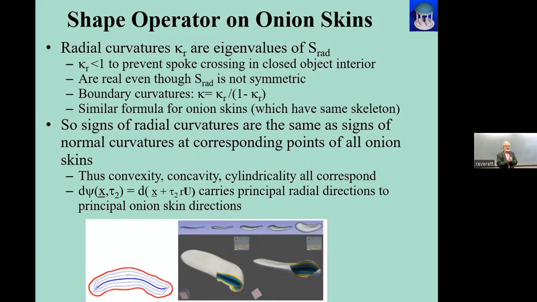And the radial curvatures essentially are talking about how fast the spoke swings in projection when you walk in one of the two principal directions, principal radial directions, which are not themselves orthogonal; they're both in the tangent plane, but they're not orthogonal. Okay, so we have these curvatures.